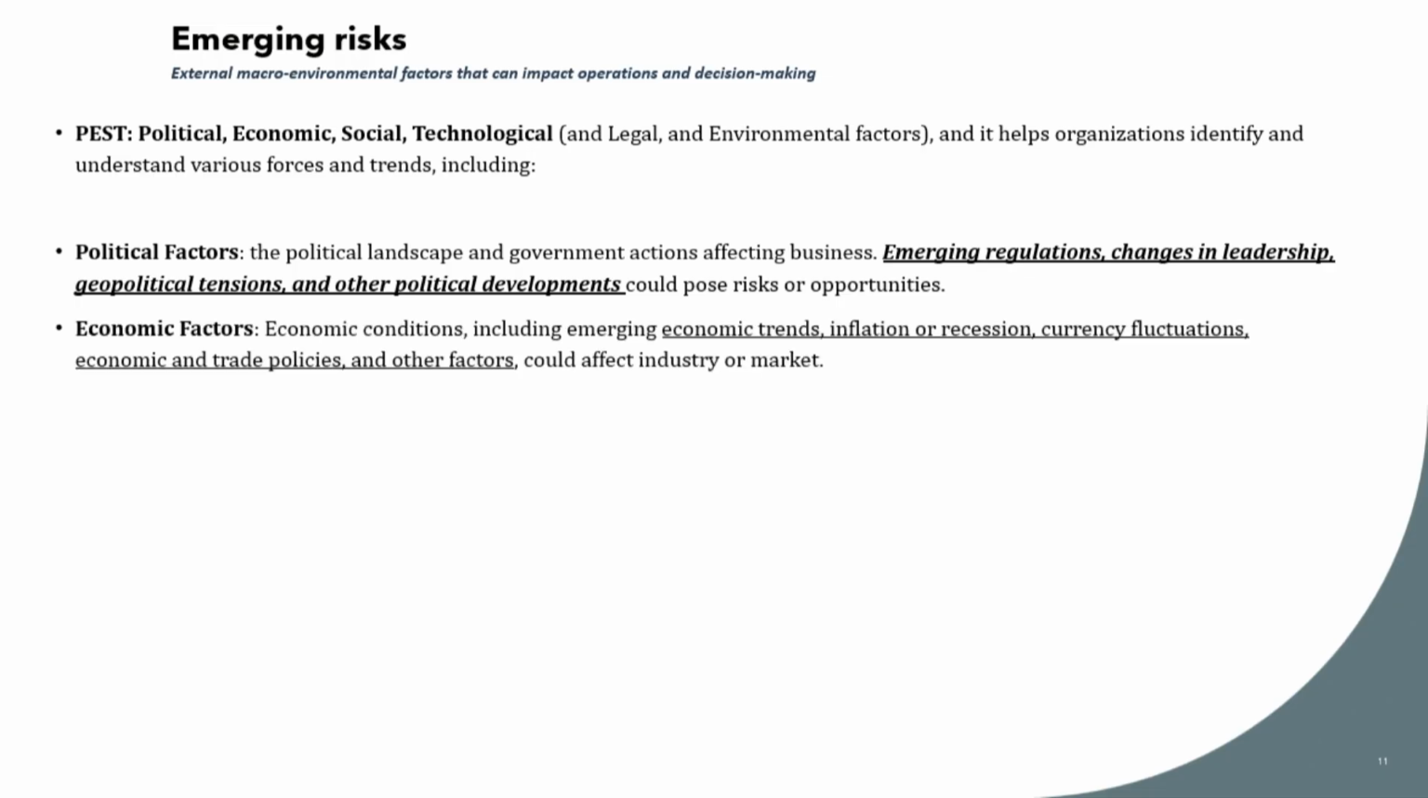Then comes economic factors. In the economic factors, there are the broad economic conditions, including emerging economic trends, for example, countries imposing tariffs on each other or trade restrictions, and similarly changes in inflation, and the overall economic conditions, such as recession or economic boom. That means the slowdown of the economy, and currency fluctuations, economic and trade policies, and other factors all could affect an industry or market. So these are the economic factors and associated risks.